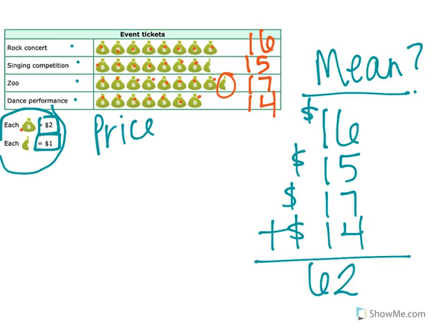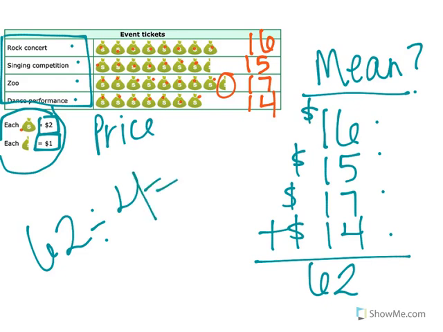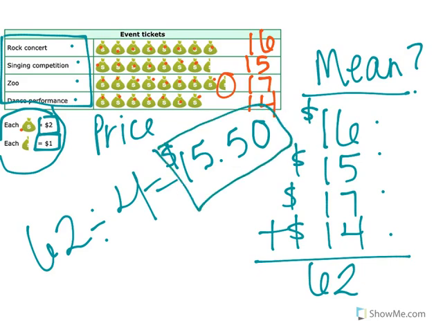So now I need to take 62 and divide it by how many pieces of data there are, and there are 1, 2, 3, 4 pieces of data. And I also know that we looked at 4 different types of events. So 62 divided by 4 is 15 and 5/10, or 1/2, but I know I'm talking about money, so this means I need a dollar sign and I need to put a 0 in the ones place. So I have $15.50 as the mean or the average of this data display.